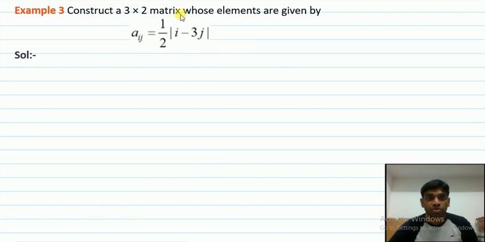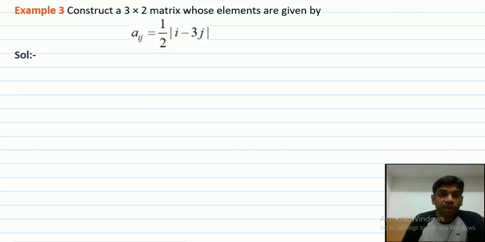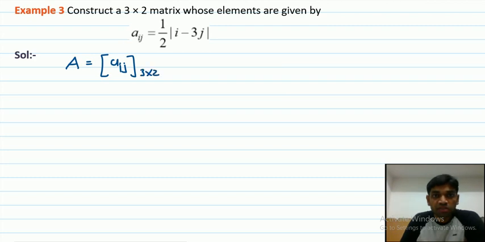Okay, construct a 3 cross 2 matrix whose elements are given by aij equal to 1 by 2 mod of i minus 3j. Well, first of all, if you want to create a matrix which is 3 cross 2, then the matrix is always like this, aij is equal to aij 3 cross 2. We have 3 rows. This 3 denotes we have 3 rows, and 2 denotes we have 2 columns.